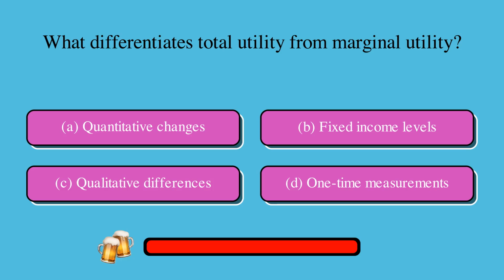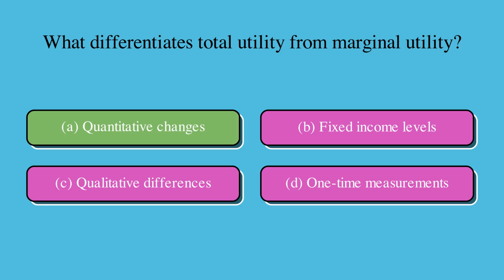What differentiates total utility from marginal utility? Is it A, quantitative changes, B, fixed income levels, C, qualitative differences, or D, one-time measurements? The correct answer is A, quantitative changes.